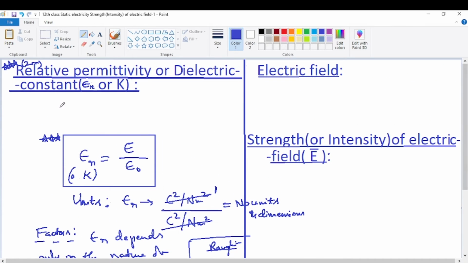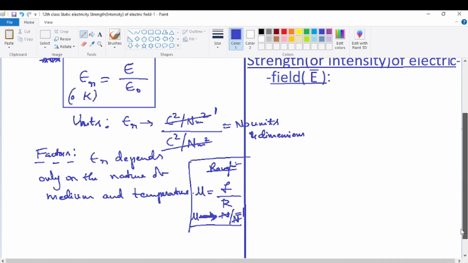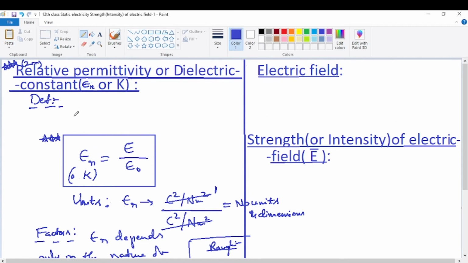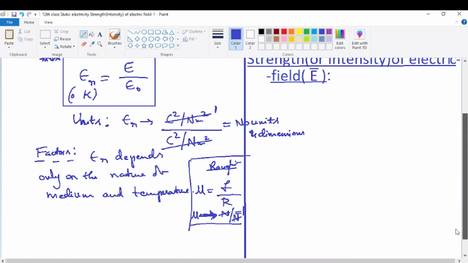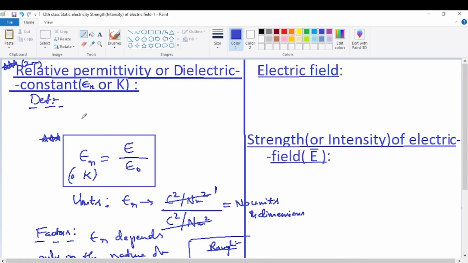The definition of relative permittivity is also very simple. It is the ratio of the permittivity of the medium to the permittivity of free space. As you are listening to the topic, at the same time you can complete the running notes. This is sufficient for 2 marks; only a 2-line definition should be written. This can be completed now itself. Spending separate time for running notes is unnecessary.